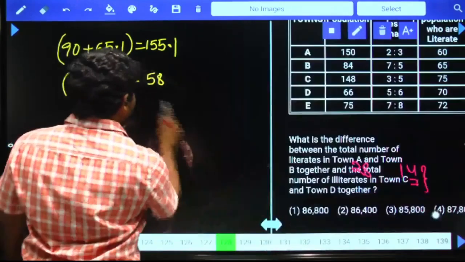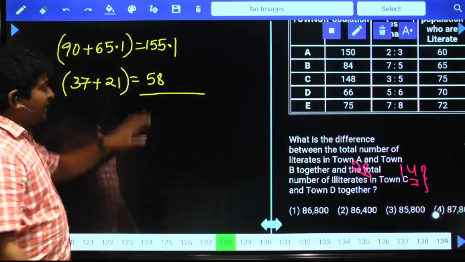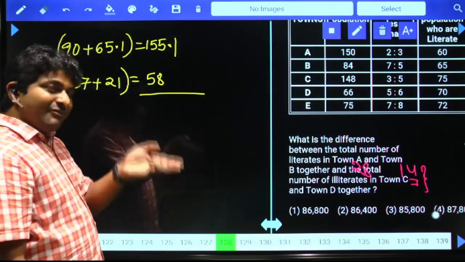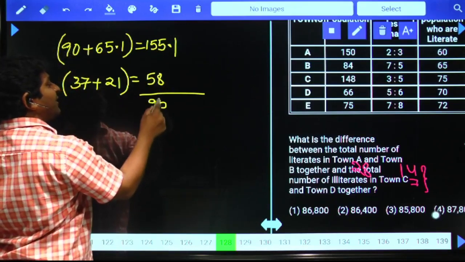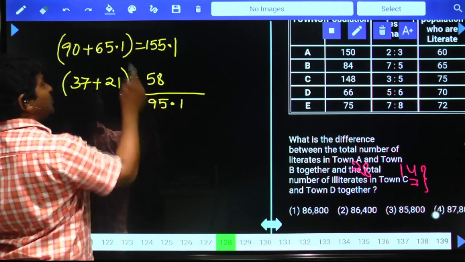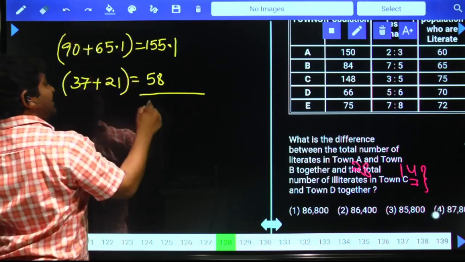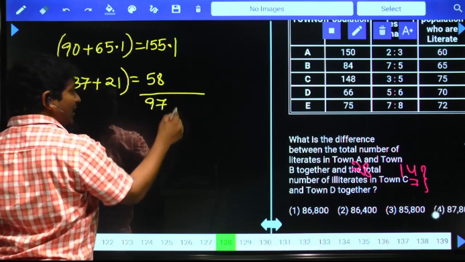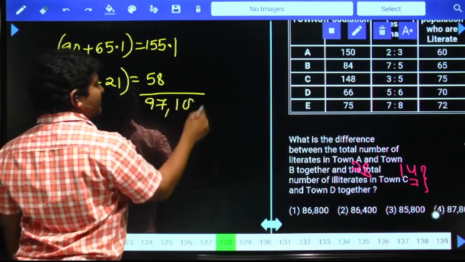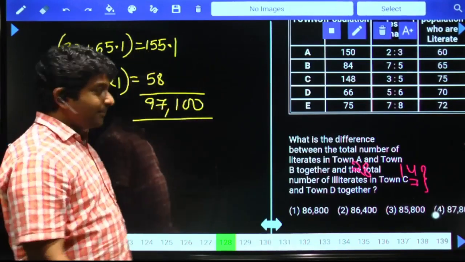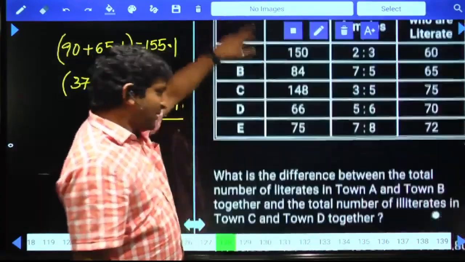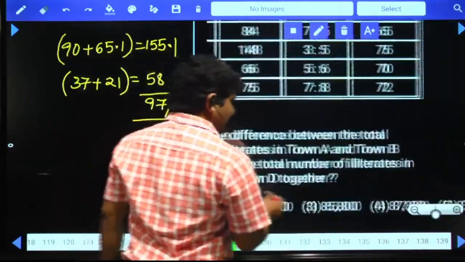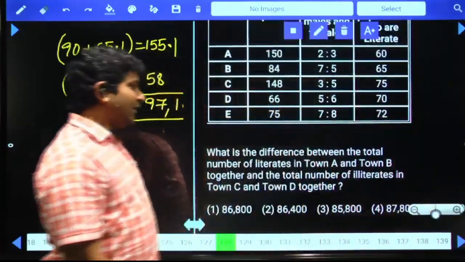Now your question is the difference between both the numbers. Instead of 58, you subtract 60, we will add 2 later. When you subtract 60, that becomes 95.1. When you add 2, that becomes 97.1. All are in thousands, that is equal to 97,100. 97,100 is our final answer.